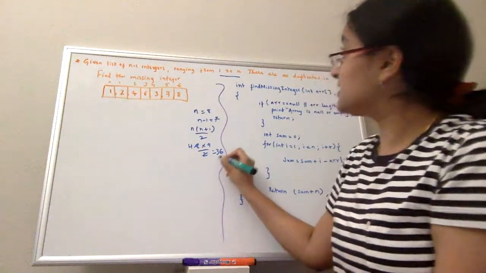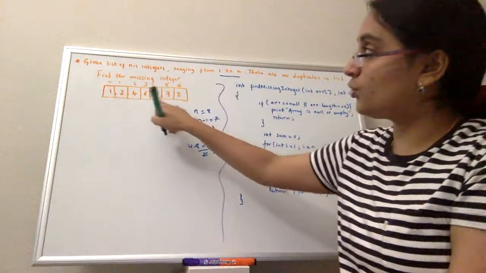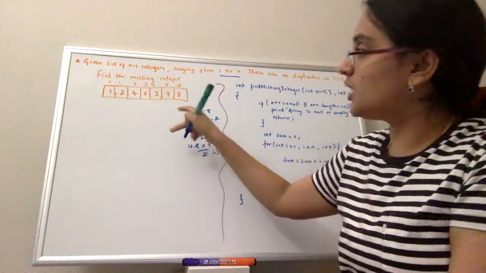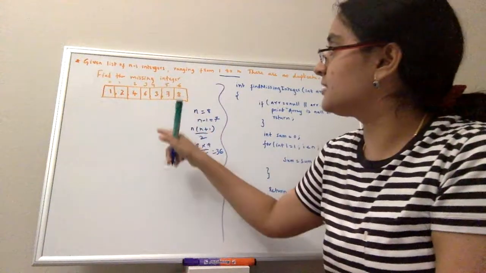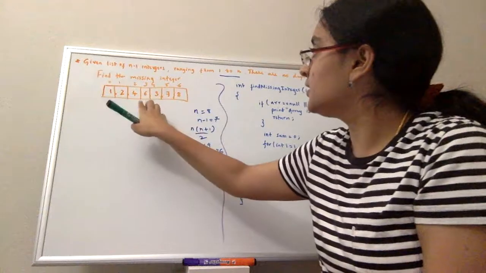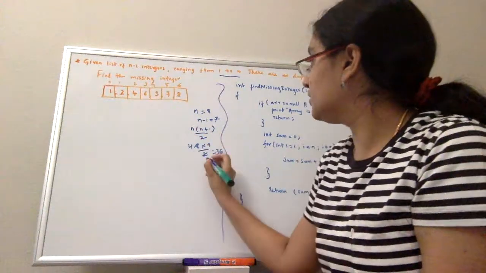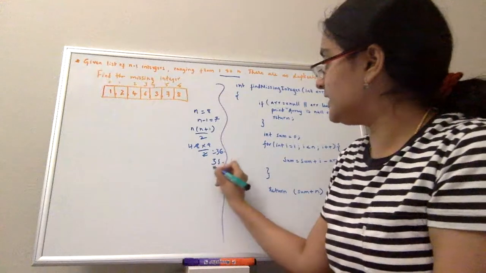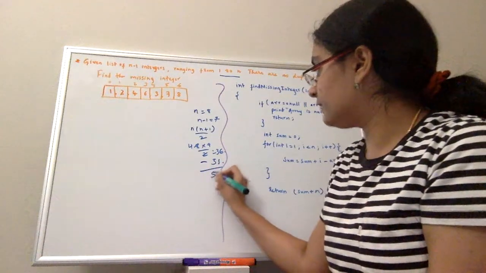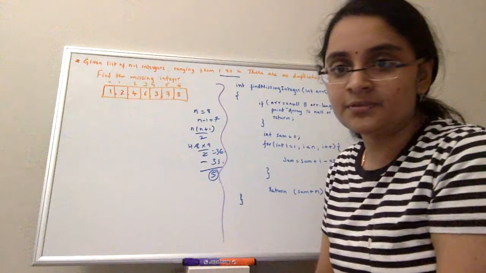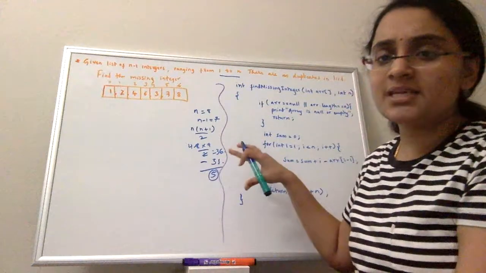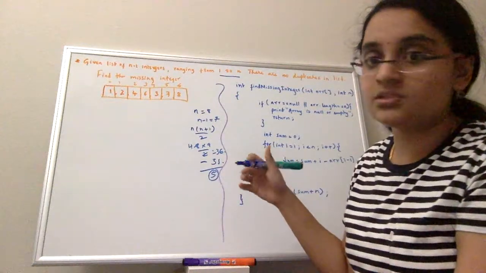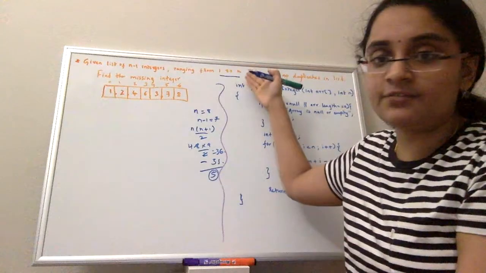36. This is my sum of n numbers, but I also want to find the sum of this array, so I'll loop through the array and find the sum. Here in this case 10, 20, 30, 31. So my sum is 31. When I subtract these two, I get 5. So 5 is my missing number. This is the basic solution that comes into mind with the default conditions that we have.